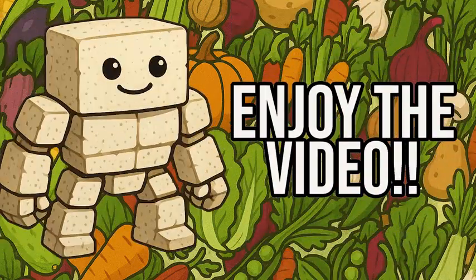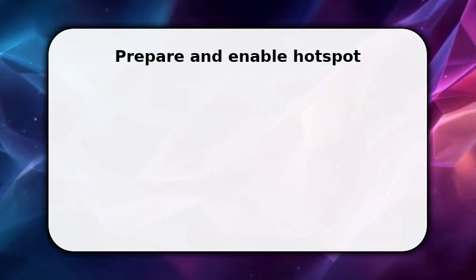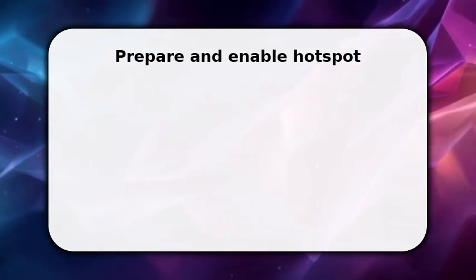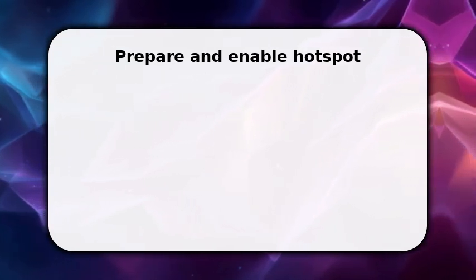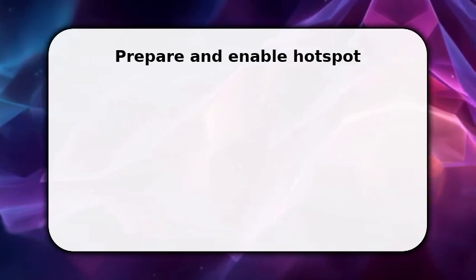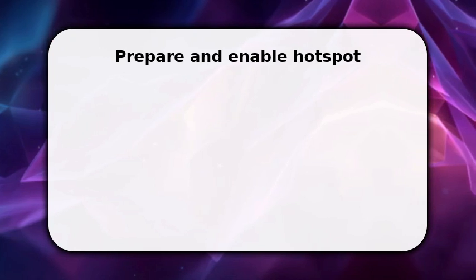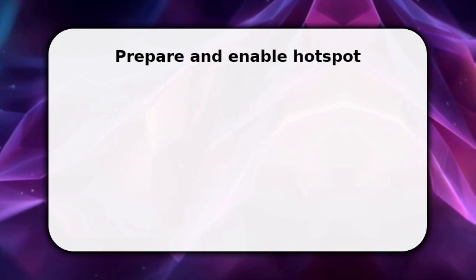Please enjoy the video. You'll start by preparing both devices. Make sure your phone has mobile data, at least 20% battery, and Hotspot enabled. On the phone, open Settings, locate Mobile Hotspot or Personal Hotspot and toggle it on. Next, configure the SSID and a secure password so your PC can find it. Write them down or copy.